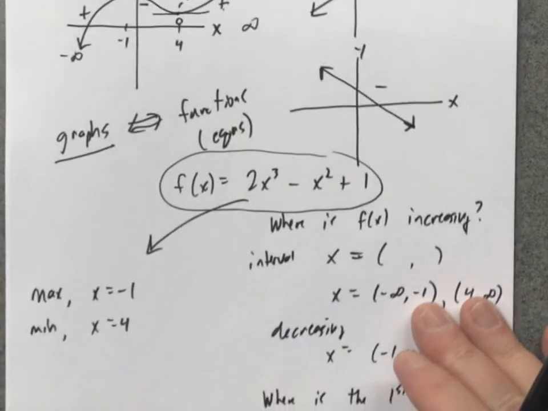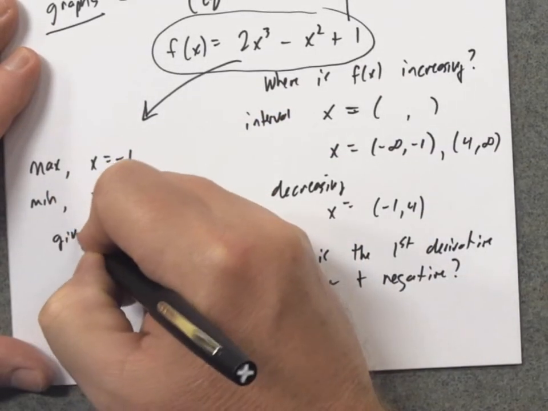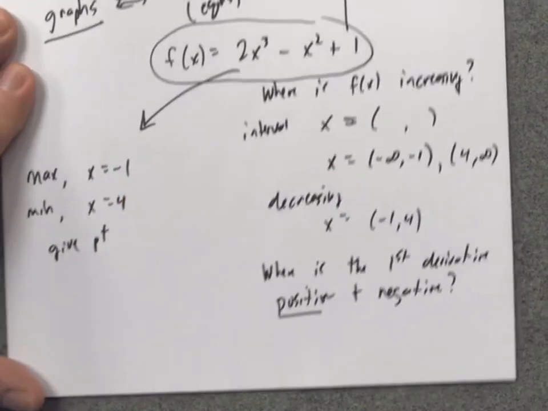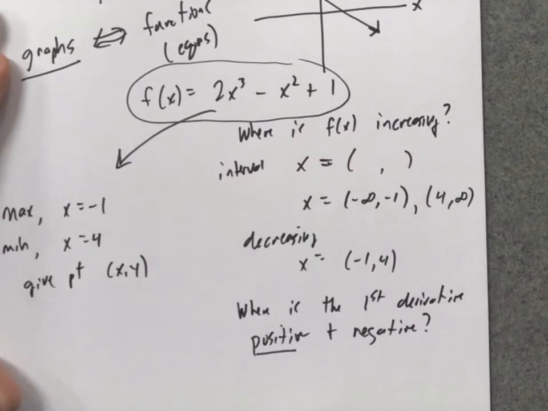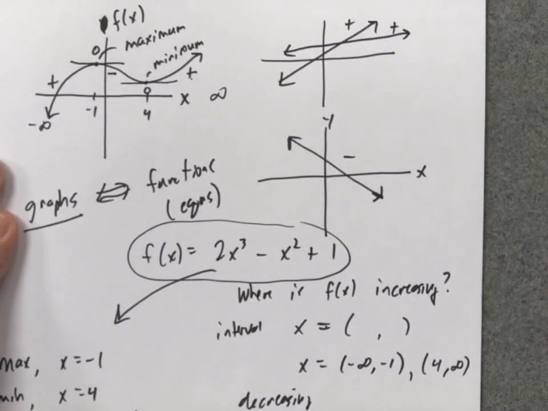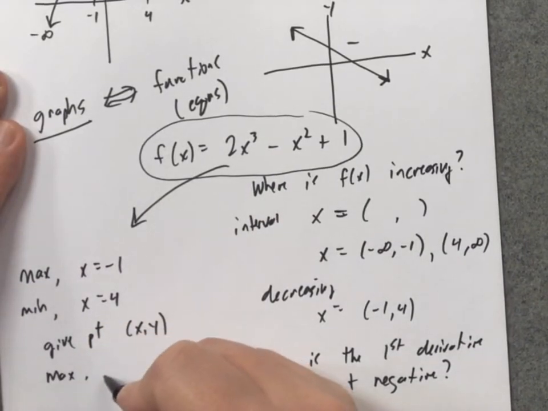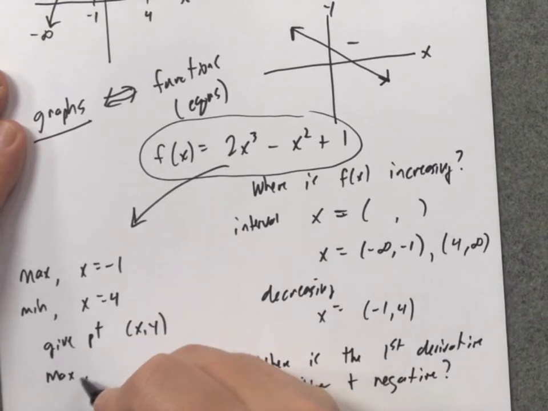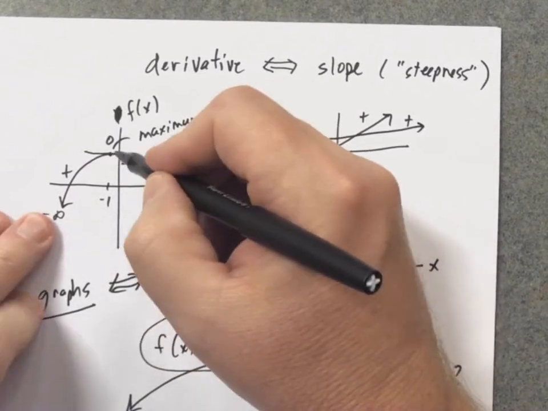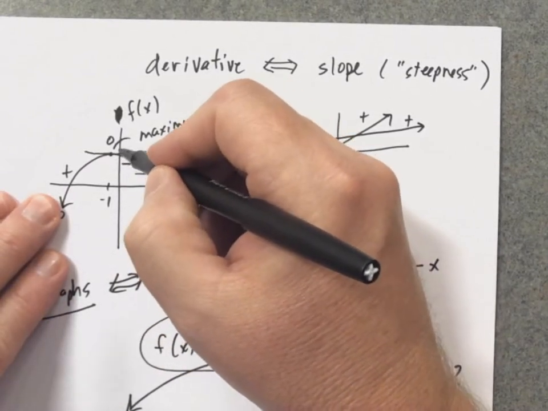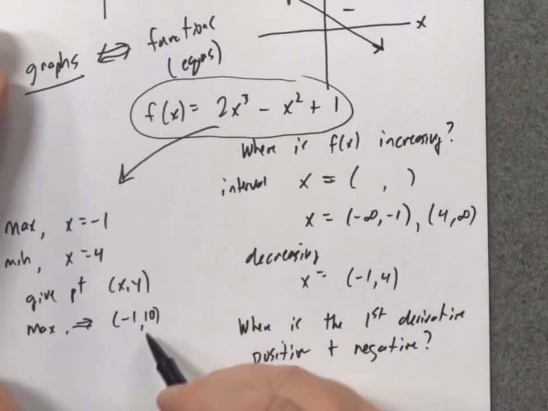Sometimes they might say, instead of saying what are the values of x, actually give the point of the maximum or minimum. The point means both the x and the y. So sometimes they will ask you that question. So for this one, we would say the maximum would be the x is -1, and I go to here and I say that right here is 10. So the value of the function, or the value of y or f of x, would be 10.